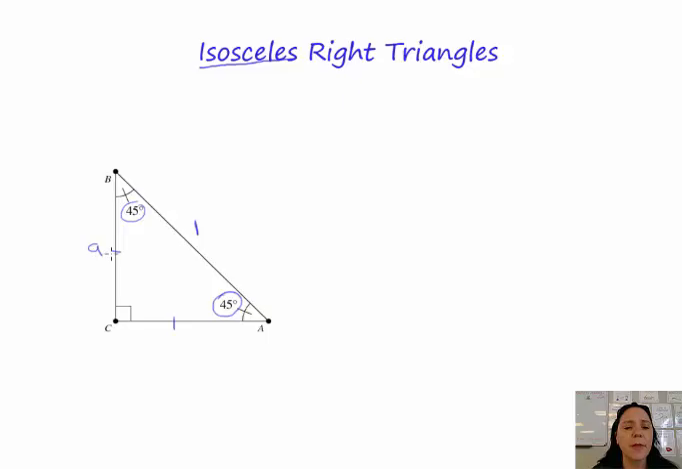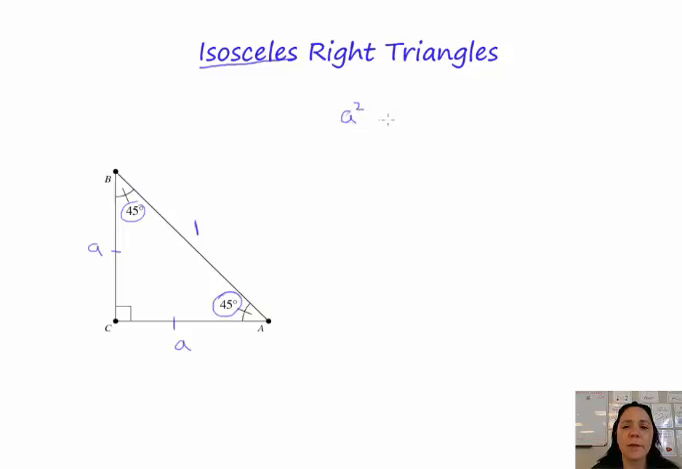I'm going to call them both A because they are the same. And if I made one A and one B, then I'd have to say that A is equal to B and have another step in setting up my Pythagorean theorem.